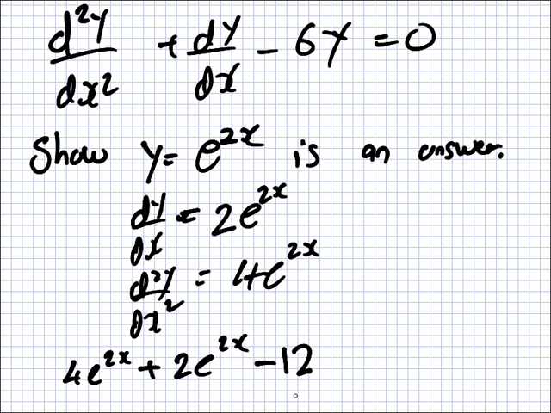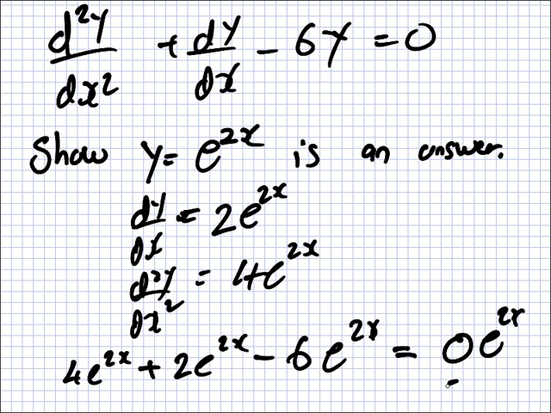Did I make a mistake? Or maybe my answer's wrong. No, the 2e2x. Oh, sorry, not 12, 6. 6e2x, because there's a 6 here, and the y is e2x. So how many e2x's do I have? 0 e2x's, which is 0. So I've shown that this, yes, is an answer to it. Finished. That's all you need to do for it. Full marks.